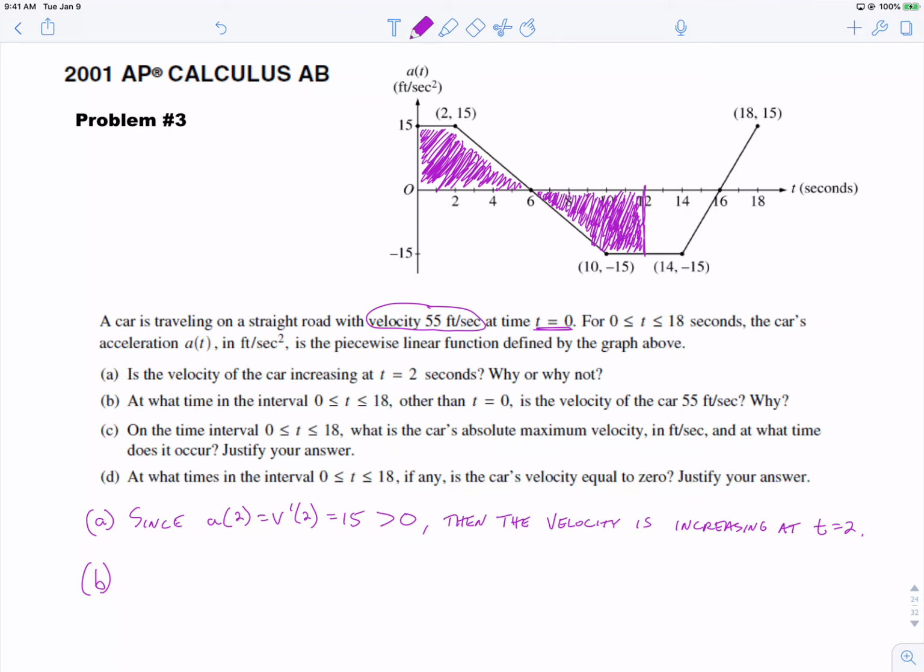Our net change in velocity here is 0 because I've got equal parts above and below. So that's sort of how you want to think about that.